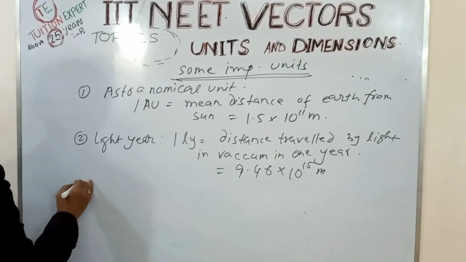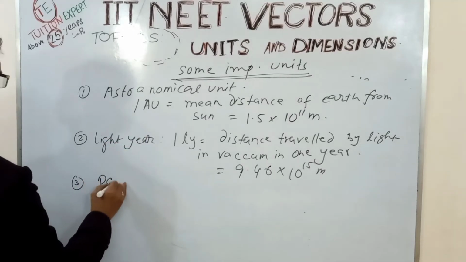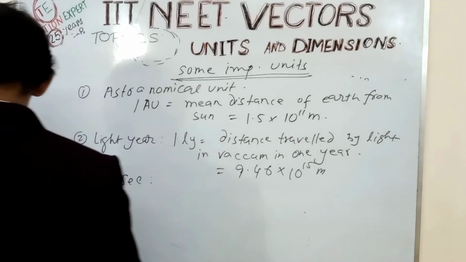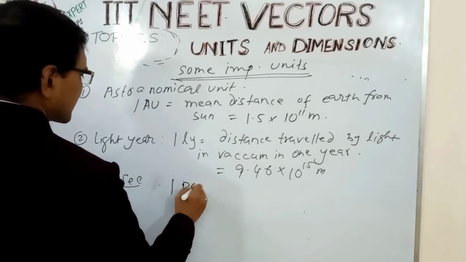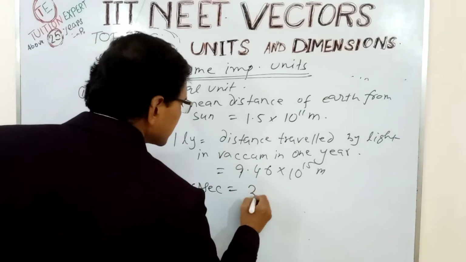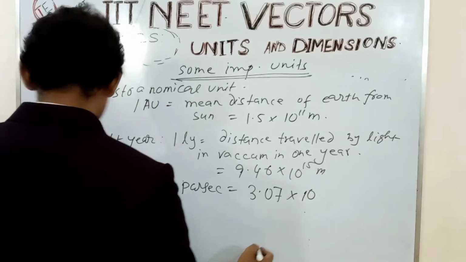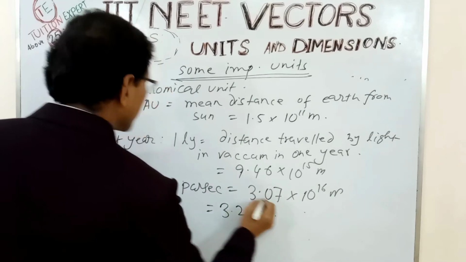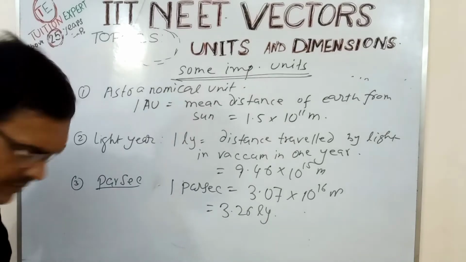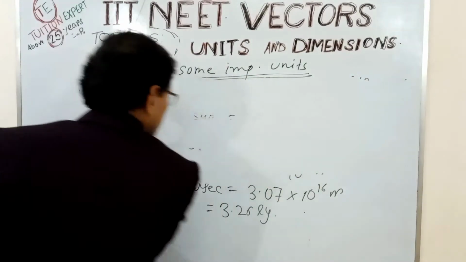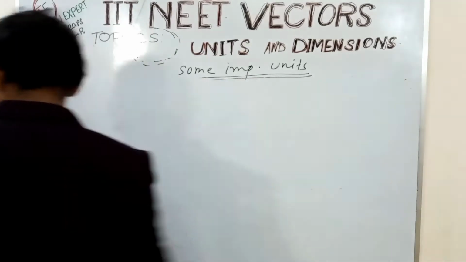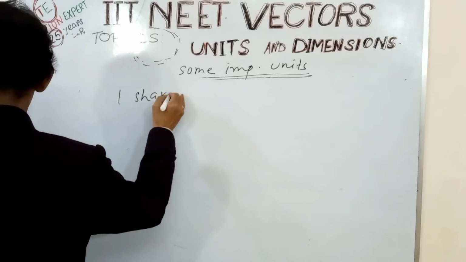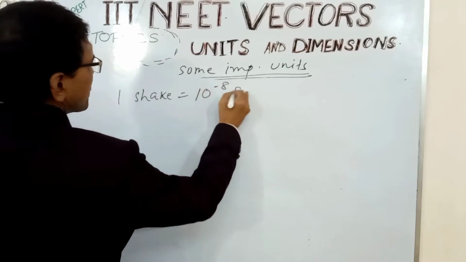Now next, parsec. These are the important units. Parsec is not a unit of time. 1 parsec is equal to this many LY. LY means light year.